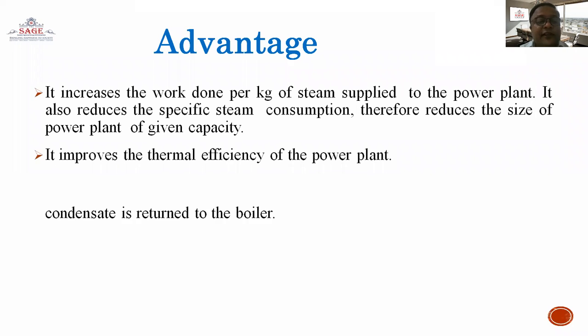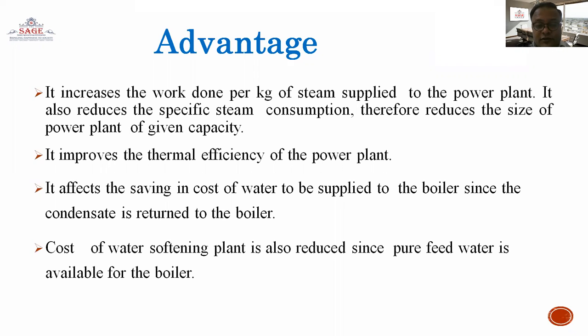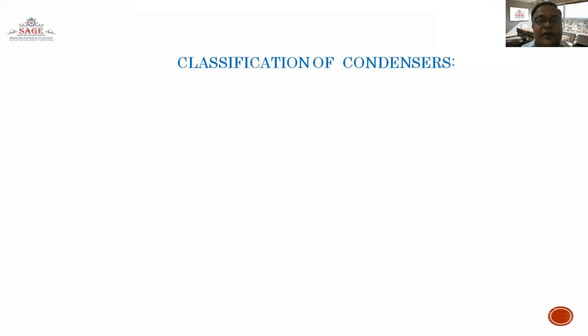थर्मल इफिशिएंसी वो बढ़ जाती है. It affects the saving in the cost of water to be supplied to the boiler, since the condensate is returned to the boiler, because the condensate is carrying water, hot liquid. So that's why the supply of water to the boiler unit can be reduced, and therefore the cost of supply to the boiler can also be reduced. Cost of the water softening plant is also reduced because pure feed water is available for the boiler because of the condenser unit. In a condenser unit, condensate is coming in pure form, and this pure feed water is available for the boiler unit.